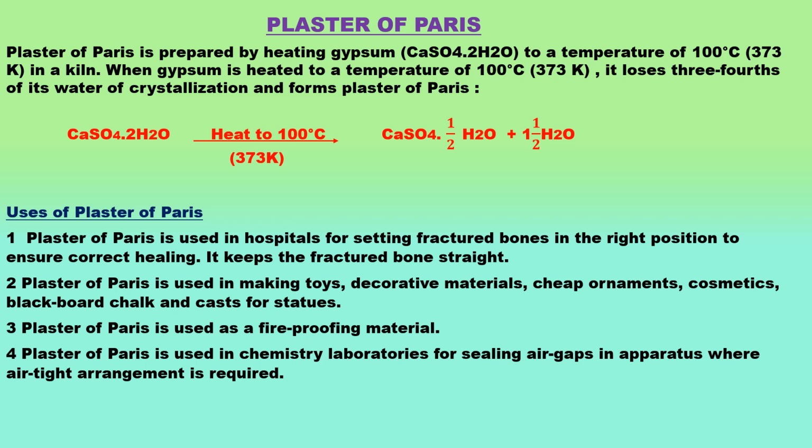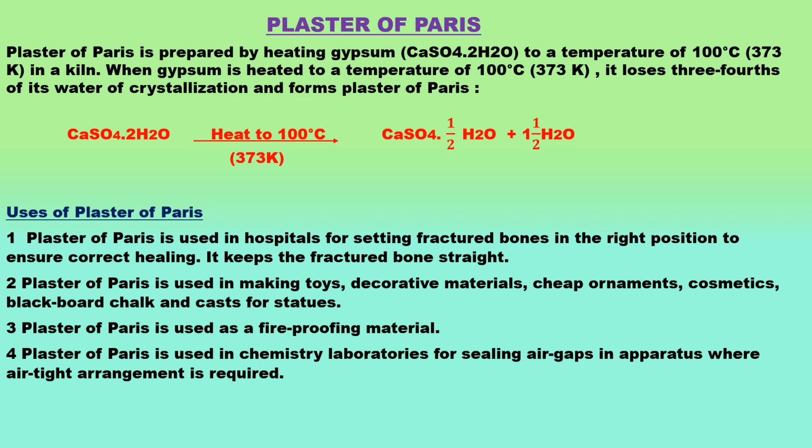Plaster of Paris is prepared by heating gypsum to a temperature of 100 degrees Celsius in a kiln. When gypsum is heated to 100 degrees Celsius, it loses 3/4 of its water of crystallization and forms plaster of Paris. In the preparation of plaster of Paris, heating of gypsum should be controlled carefully. The temperature should not be allowed to go above 100 degrees Celsius. This is because if gypsum is heated above 100 degrees Celsius, then all its water of crystallization is eliminated and anhydrous calcium sulfate called dead burnt plaster is formed. The anhydrous calcium sulfate does not set like plaster of Paris on adding water.